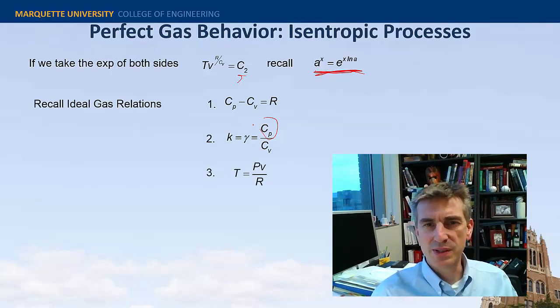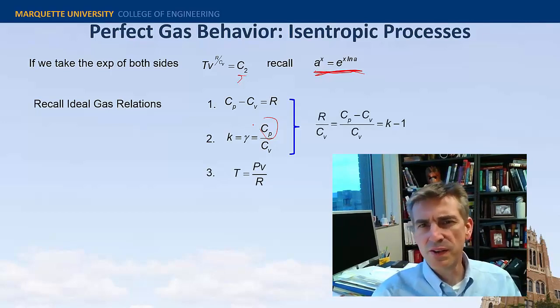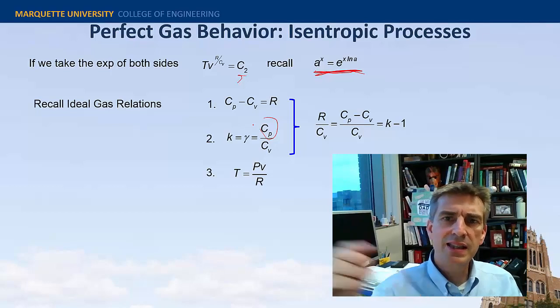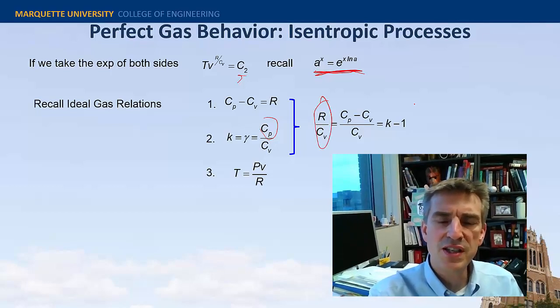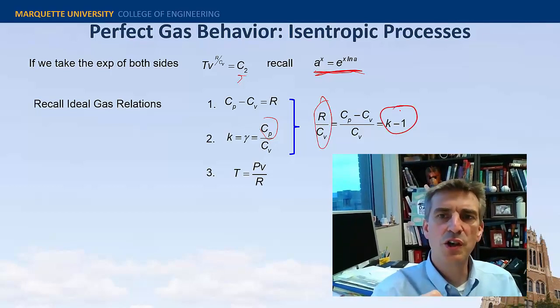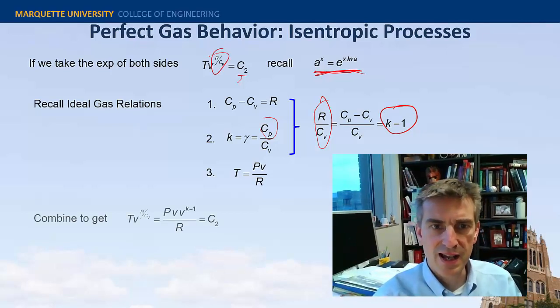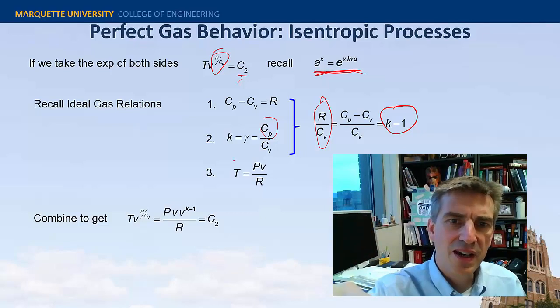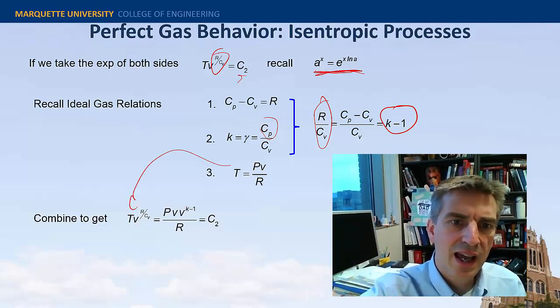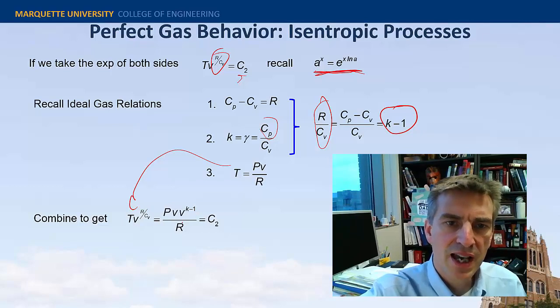Finally, we've got the ideal gas relationship. If I combine those first two, I get that the ratio of R over Cv is really equal to the ratio of specific heats minus 1. So that can go right in there and help me simplify that out. If I insert this, and I put in that gamma minus 1 is equal to R over Cv, I get this.